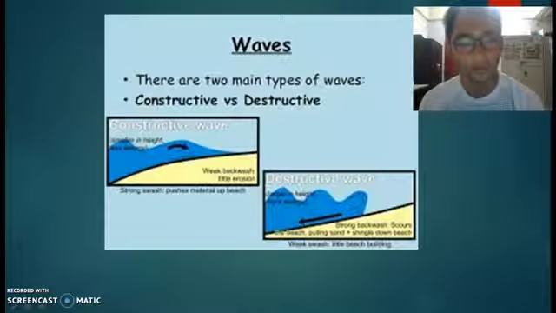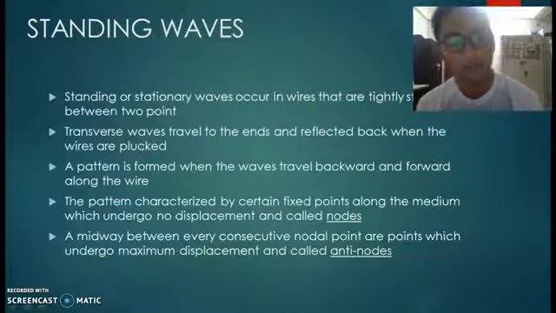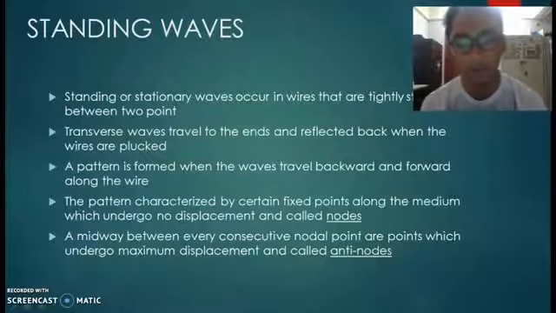Okay, waves. Now, this is the example of constructive wave and destructive wave. Alright, standing wave. Okay, another part of wave.